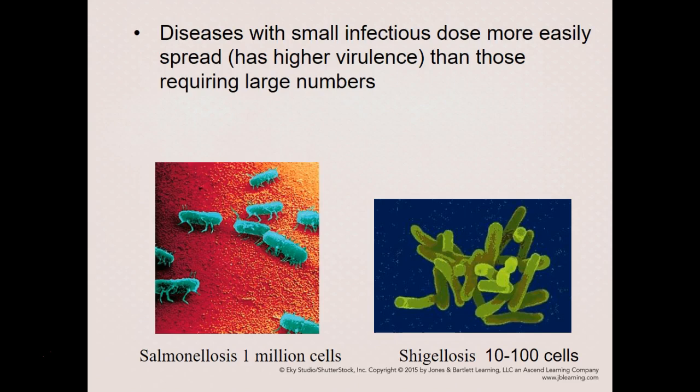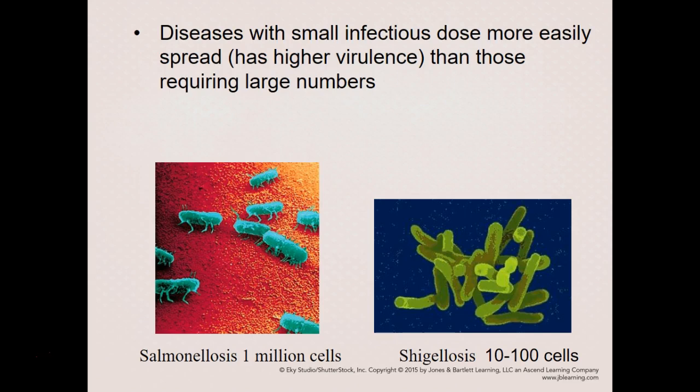So here we have two different species. These are both gram-negative bacteria, Salmonella and Shigella, which we played with this semester. Salmonella, to cause us an infection, we need to have at least 1 million cells, whereas Shigella, you only need to have about 10 cells.